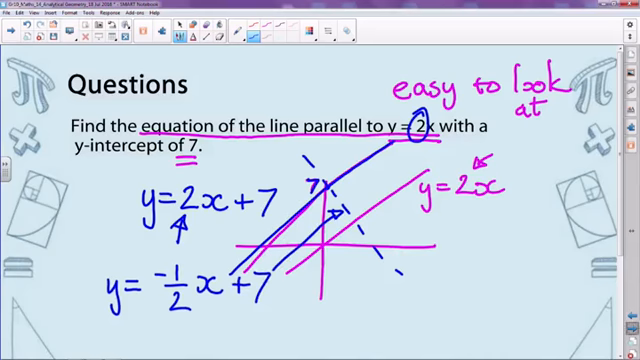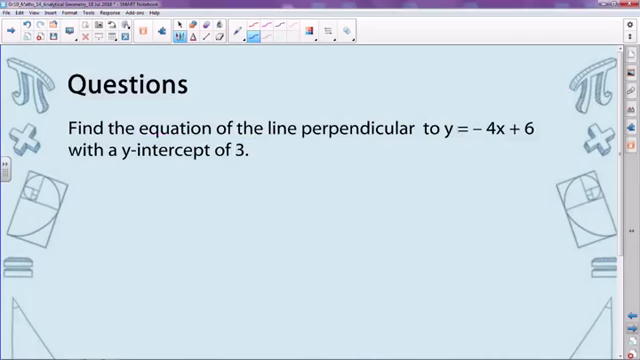Okay, let's go to the next one, and I'm going to give you 1 minute to try this. Find the equation of the line perpendicular to y equals minus 4x plus 6 with a y-intercept of 3. Okay, take your minute. We'll see you just now.